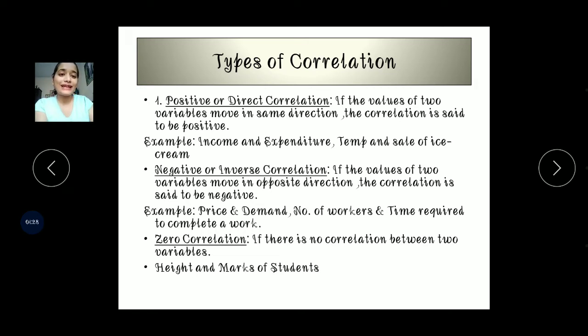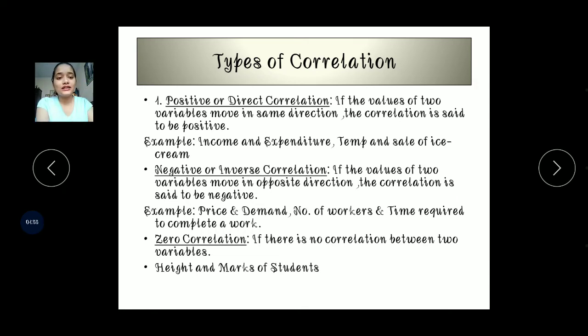The second type of correlation is negative or inverse correlation. In this correlation, the two variables move in opposite directions. So if the value of one variable is increasing, the value of the other variable will decrease. For example, price and demand. If the price of a certain commodity increases, then its demand will be low because nobody likes to buy costly things.